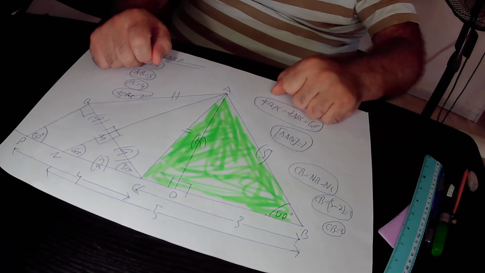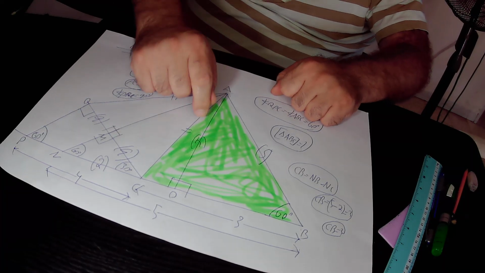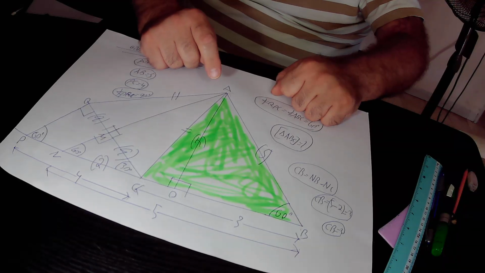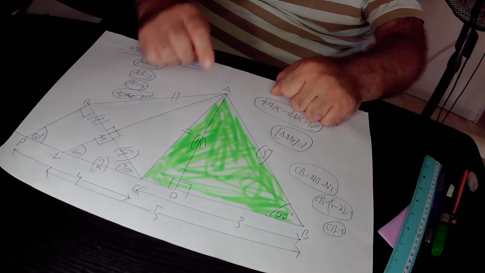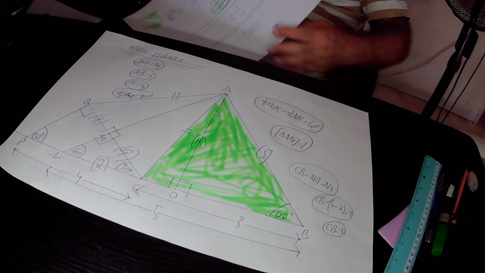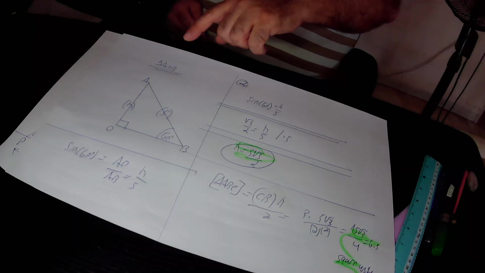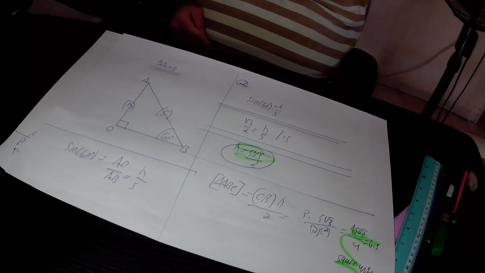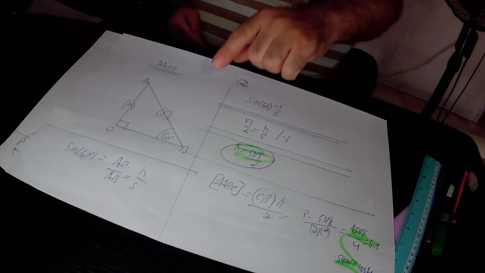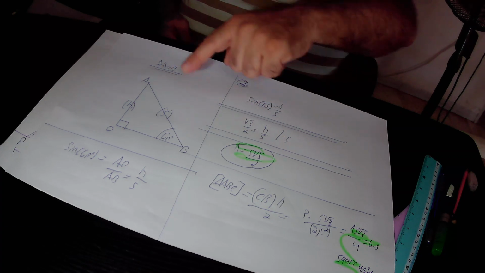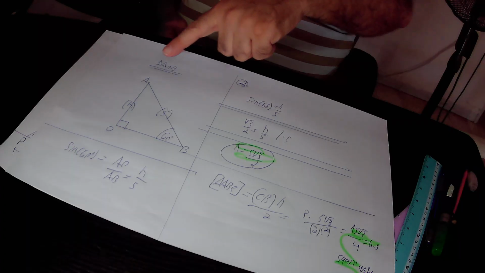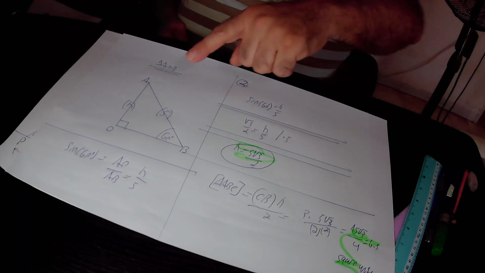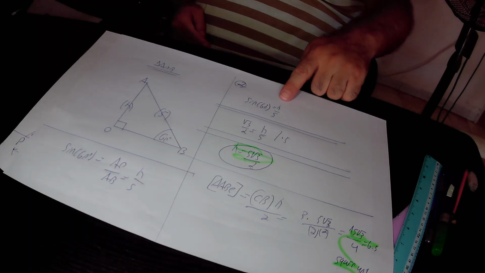In the next step, I copied the right green triangle AOB onto a new page, and we find the length of the missing side AO, which equals H. In this right triangle AOB, sin of 60 degrees equals AO over AB. AO is H, AB is 5, so sin of 60 degrees equals H over 5.